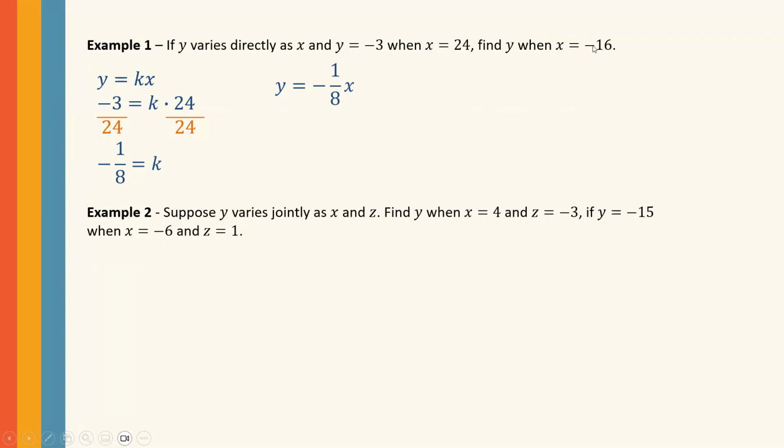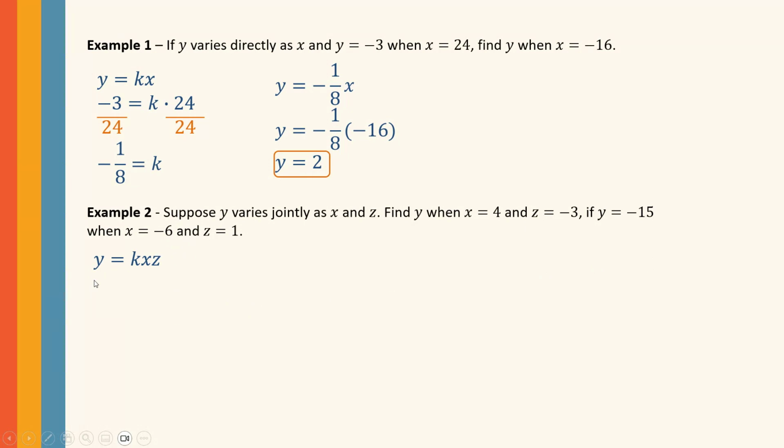And then we can find y when x is -16 by substituting -16 in for x, and we get y equals 2. Example 2, suppose y varies jointly as x and z. Find y when x is 4 and z is -3, if y equals -15 when x equals -6 and z equals 1.